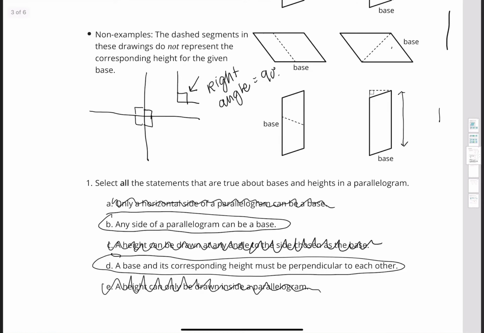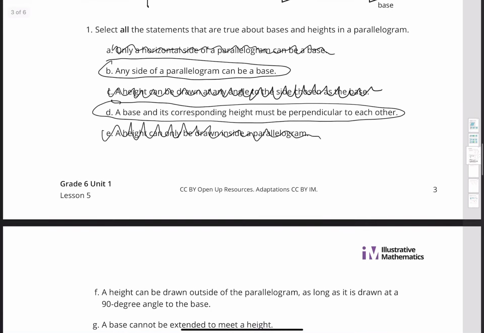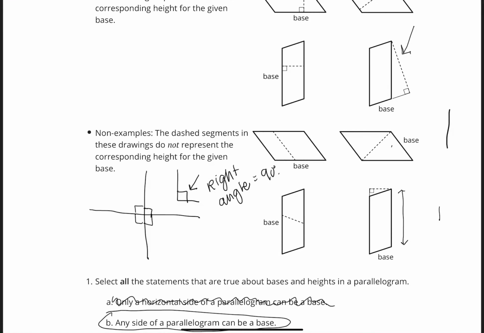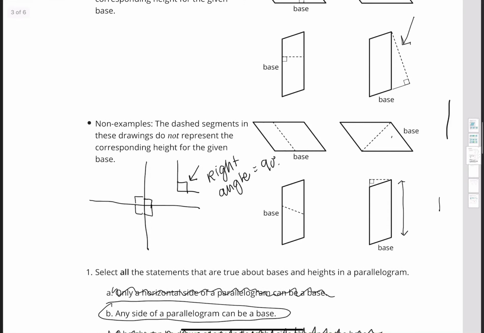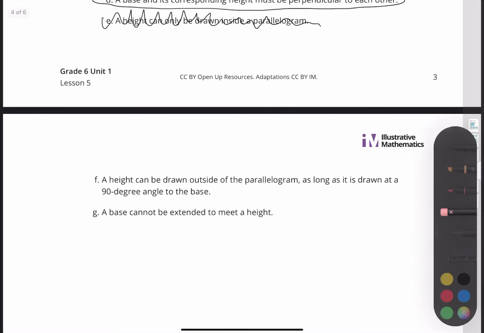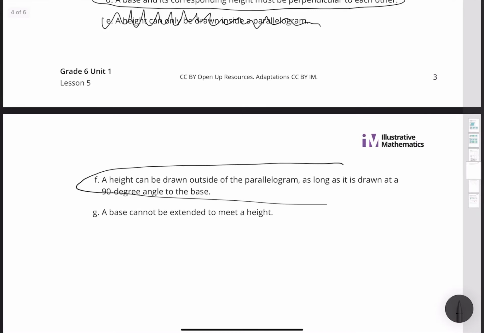Then I'm going to scroll all the way down to F. F says a height can be drawn outside a parallelogram as long as it is drawn at a 90-degree angle to the base, which we just checked out, and that is true. It has that 90-degree angle and is drawn to the base. So that is true. And the last one, G, says that a base cannot be extended to meet the height, and that is totally not true.